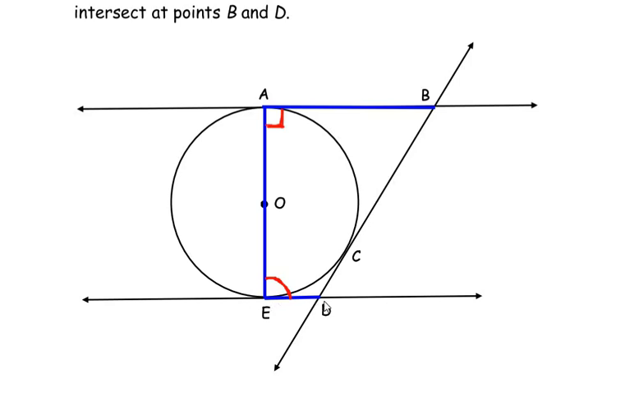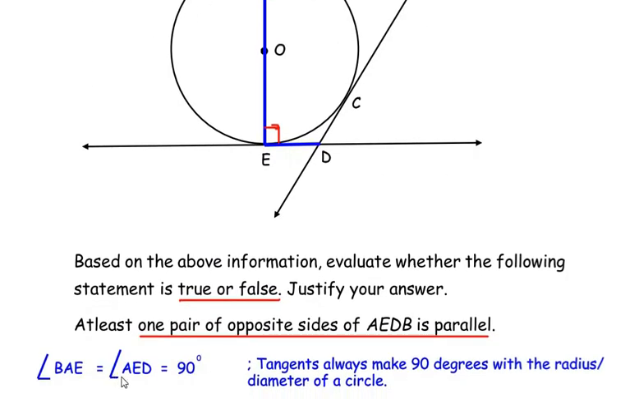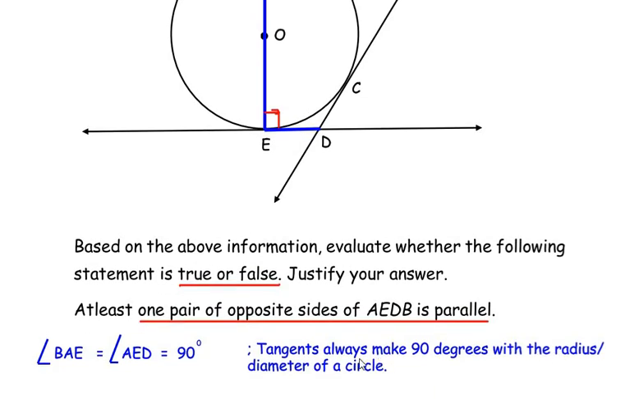Similarly, ED is a tangent and AE is a diameter touching it. So we can write here angle E is also 90 degree. So angle A and angle E are acting as co-interior angles now. So we can write here angle BAE is equal to angle AED, which is 90 degree, because tangents always make 90 degrees with the radius or diameter of a circle. So we have used the tangent theorem here.